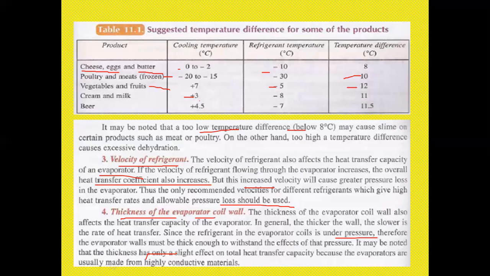It may be noted that the thickness has only a slight effect on the total heat transfer capacity, because evaporators are usually made of highly conductive materials. So that is the information on the thickness of the evaporator coil wall.